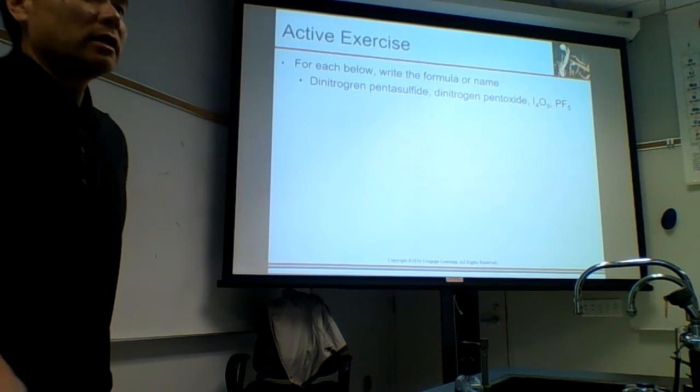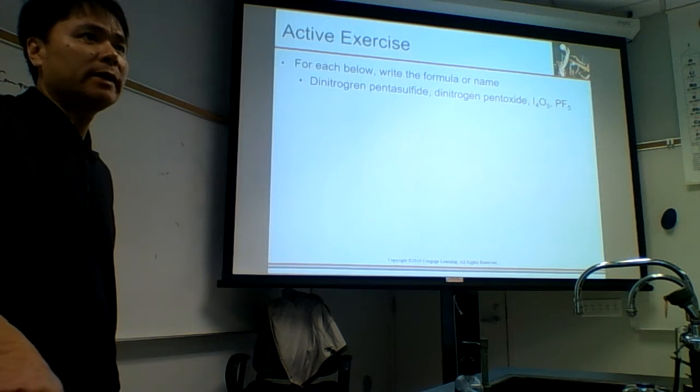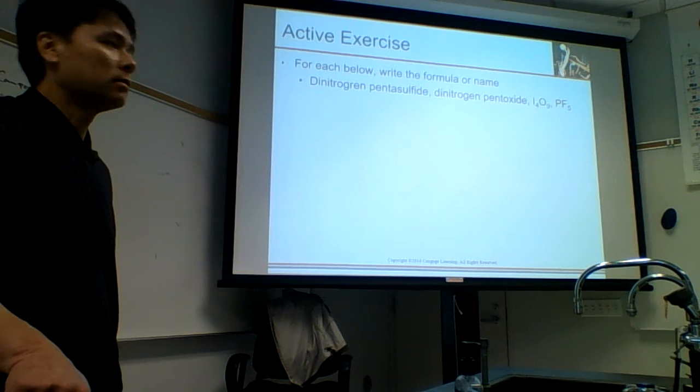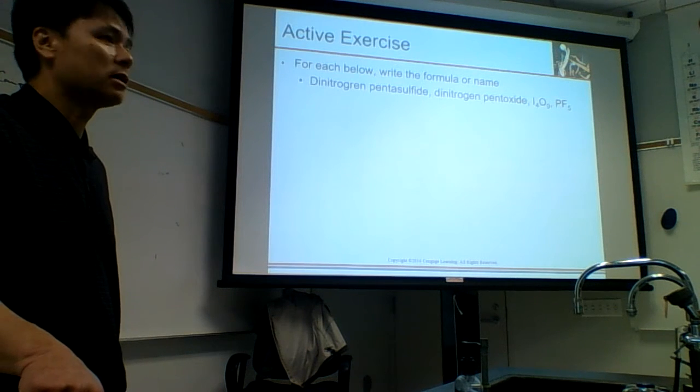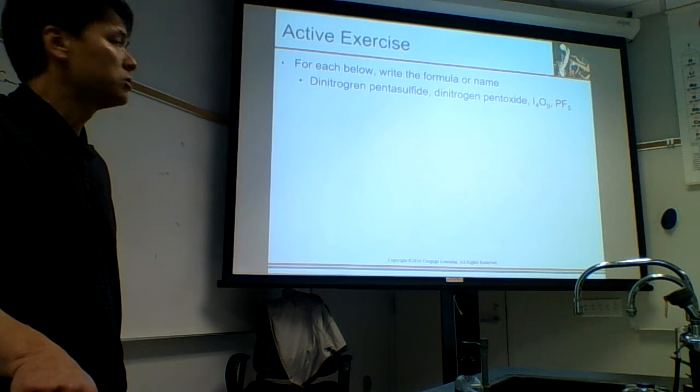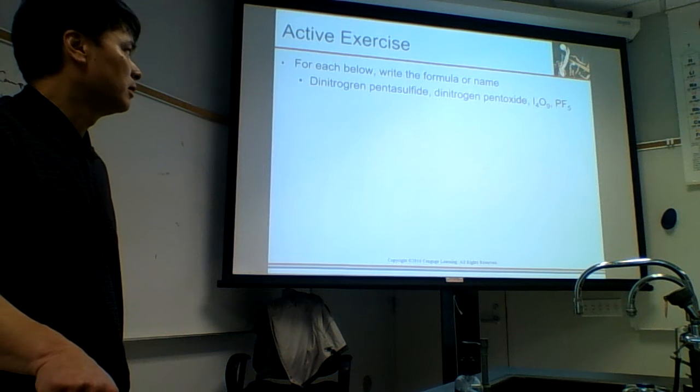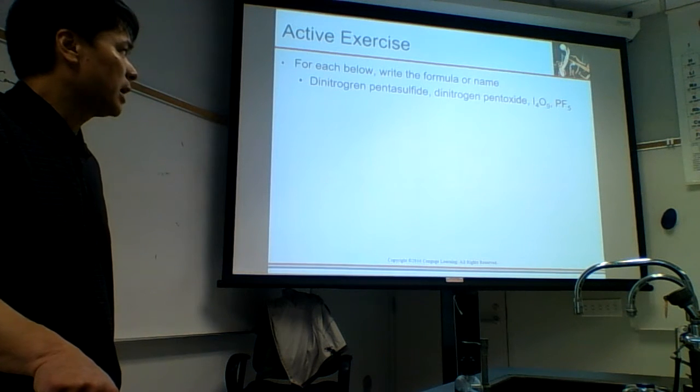Dinitrogen pentoxide. It's penta with an A, but they dropped the A to make it smoother. So pentoxide. Dinitrogen pentoxide would be N2O5.